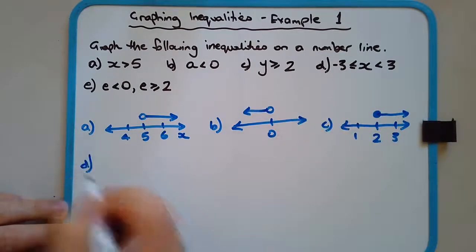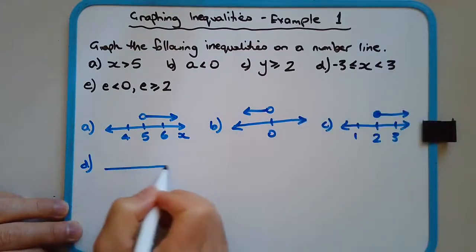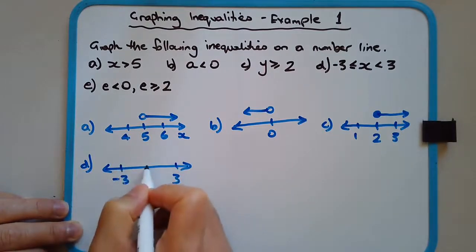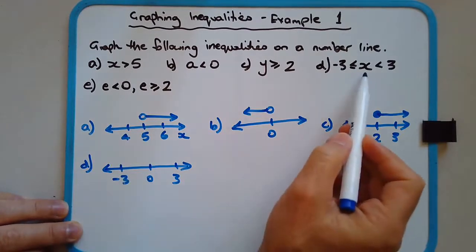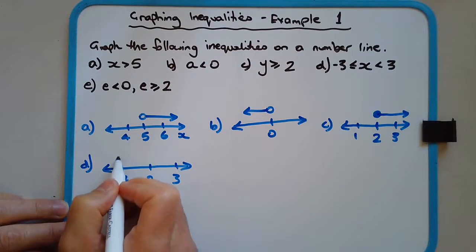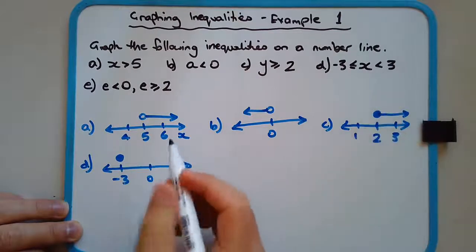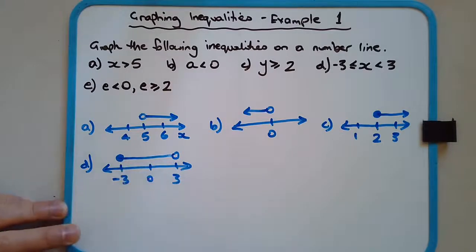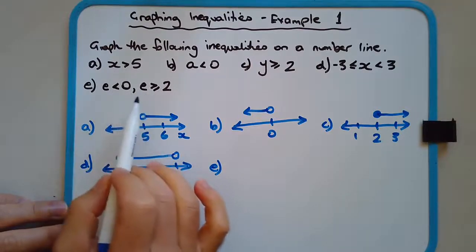Okay, D. Now notice that x now lies between 2 values. I might just put 0 here to indicate somewhere in the middle. Okay, and notice that x is greater than or equal to -3. So this will be a closed circle because x is allowed to equal -3, but x must be less than 3, which means that it must be an open circle, and then we use a line to join the 2 circles.